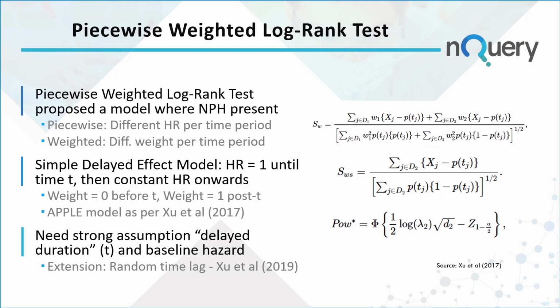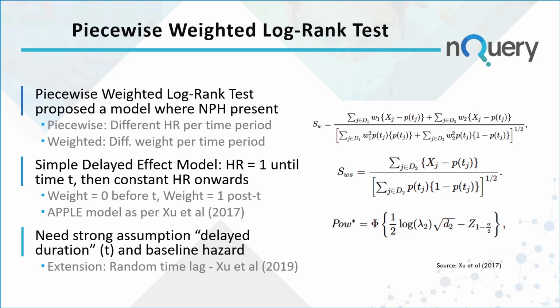And then the weighted bit just refers to the different weights applied to how important we consider the hazard ratio from each of those periods. The simple model we're talking about here, what Zhu et al. in 2017 refer to as the Apple model, assumes a hazard ratio of 1 from time 0 to time t, and then a constant hazard ratio from time t onwards until the end of the study, where we do right censoring. The weighting we'll use gives no weight to the pre-effect period, where the hazard ratio equals 1.